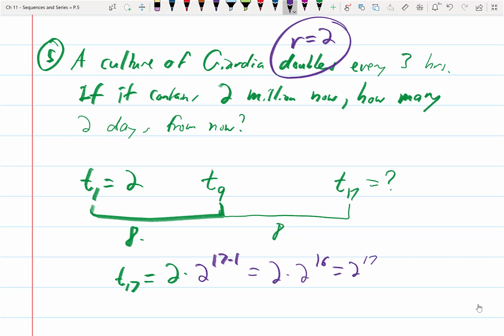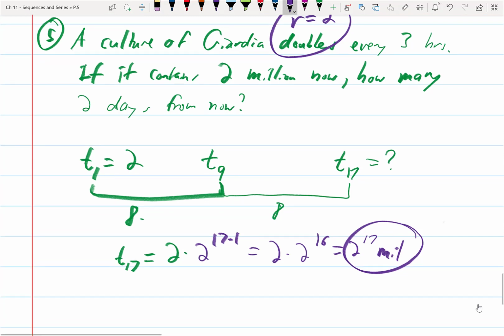And if you do 2 to the 17th, this is a super, super large number because this is how many million? We're going to say 2 to the 17th million and let it be. It's too many to really get.